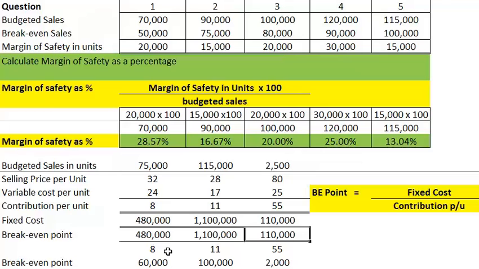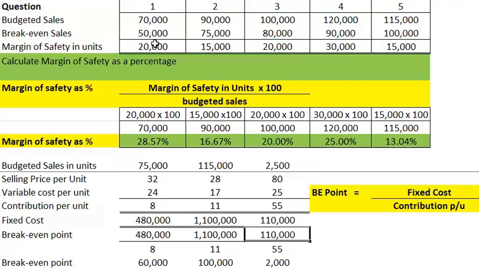Margin of safety is the difference between budgeted sales and the break-even point. We have 5 questions in front of us. Budgeted sales are given to us. In question 1 it's 70,000 units. Break-even sales, also given to us, is 50,000 units. The difference between budgeted sales and break-even sales is 20,000, which is our margin of safety.